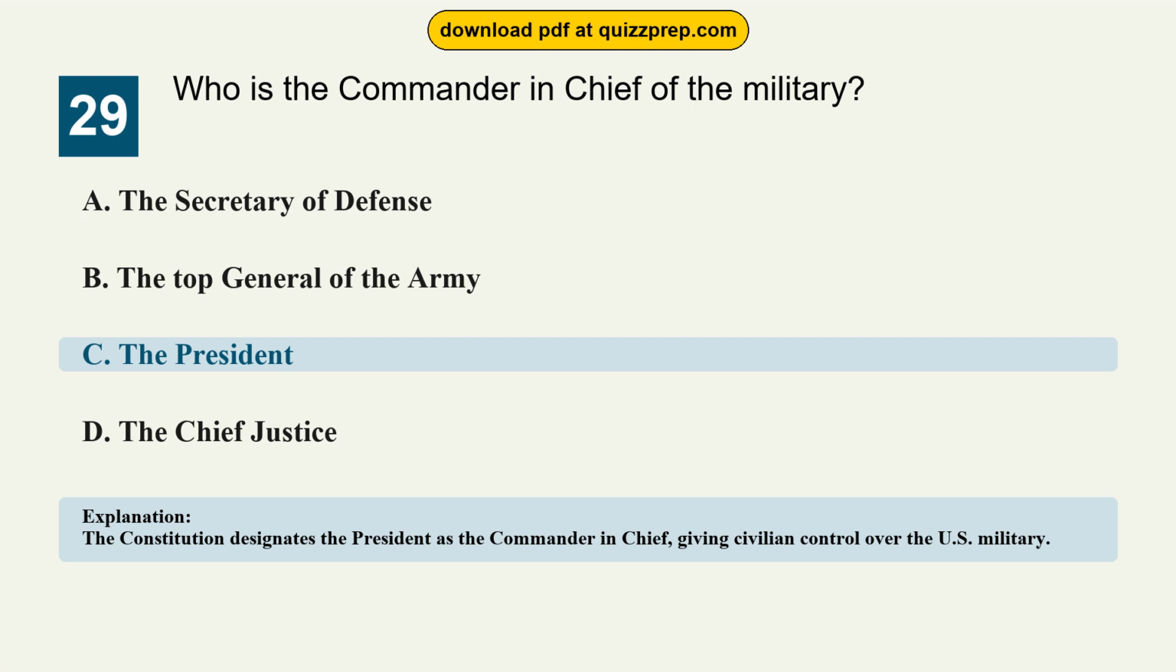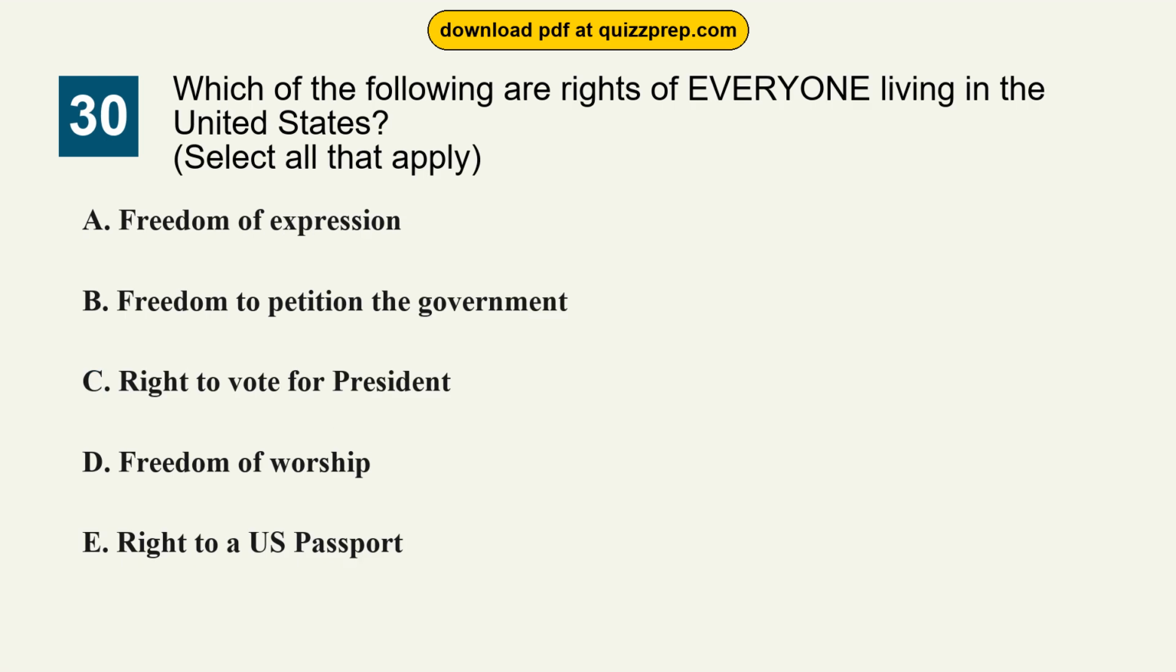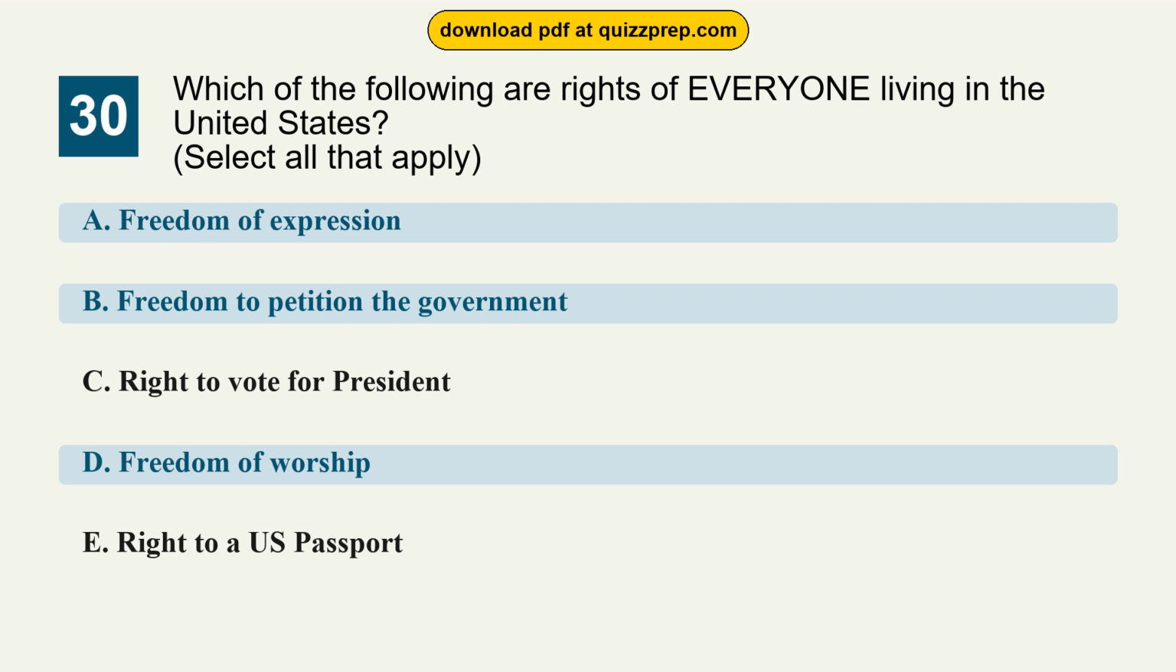Question 30. Which of the following are rights of everyone living in the United States? Option A. Freedom of expression. Option B. Freedom to petition the government. Option C. Right to vote for president. Option D. Freedom of worship. Option E. Right to a U.S. passport. The correct answers are options A and B and D.